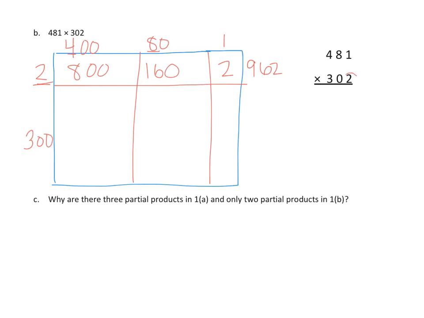Let's double check that on the standard algorithm. We're going to start with the 2. 2 times 1 is 2. 2 times 8 up on top is 16. You're going to regroup the 1, bring down the 6. 2 times 4 is 8, plus 1 more is 9. So you can see that we are now matching the area model with our standard algorithm.